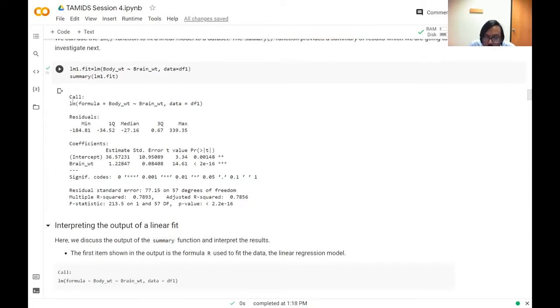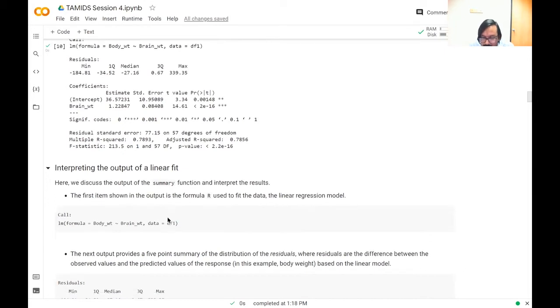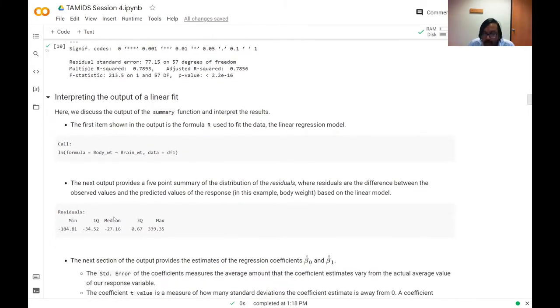First of all, we have the call portion, where R simply displays the formula. We have the linear model where the formula is body weight as the response and brain weight as the predictor, and we use df1 as the data. The next part of the output talks about the residuals.